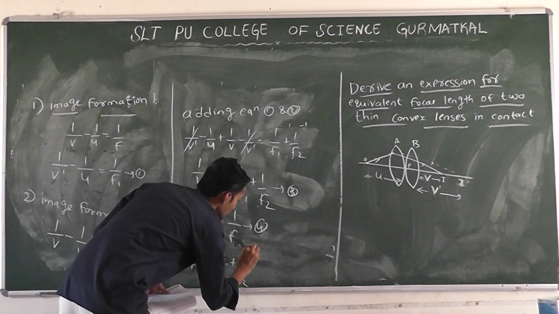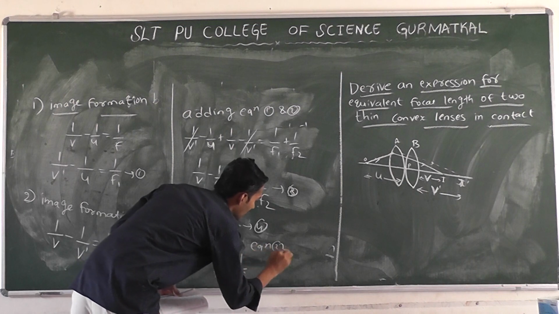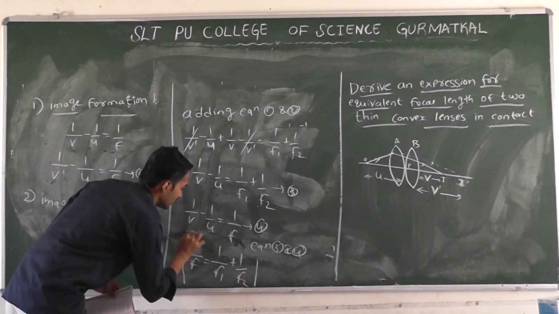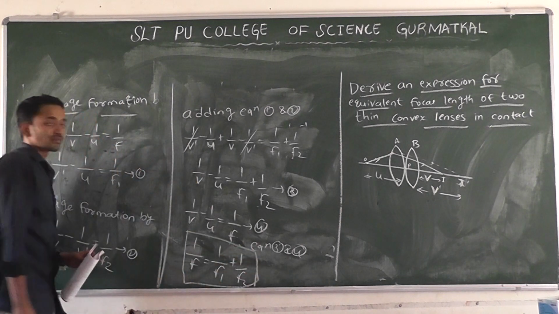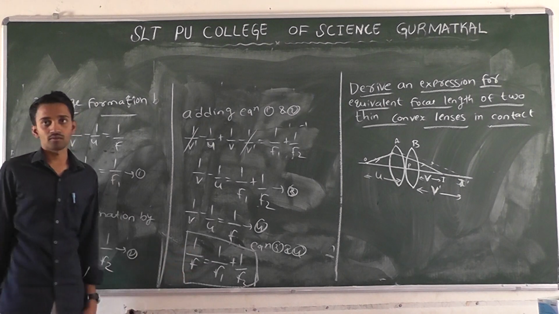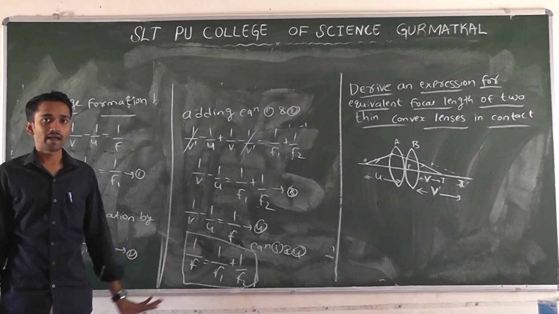So from equations 3 and 4, what will we get as the final equation? Combining the two lenses, we get 1 by f is equal to 1 by f1 plus 1 by f2. So this is our final expression.